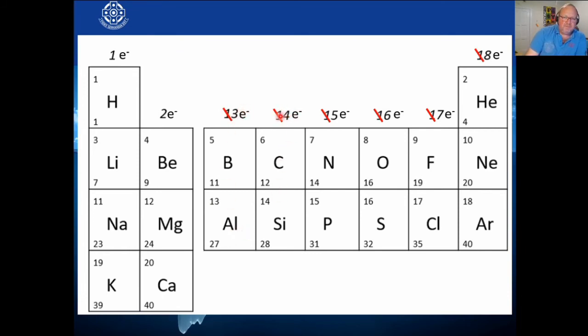Group 14, 4 electrons in the outer shell. 15, 5 electrons in the outer shell. 16, 6 electrons in the outer shell, and then 17 and 18. Now, why is this important? Guys, it's important because for all our chemicals to become stable, they all want to be like the nobles.